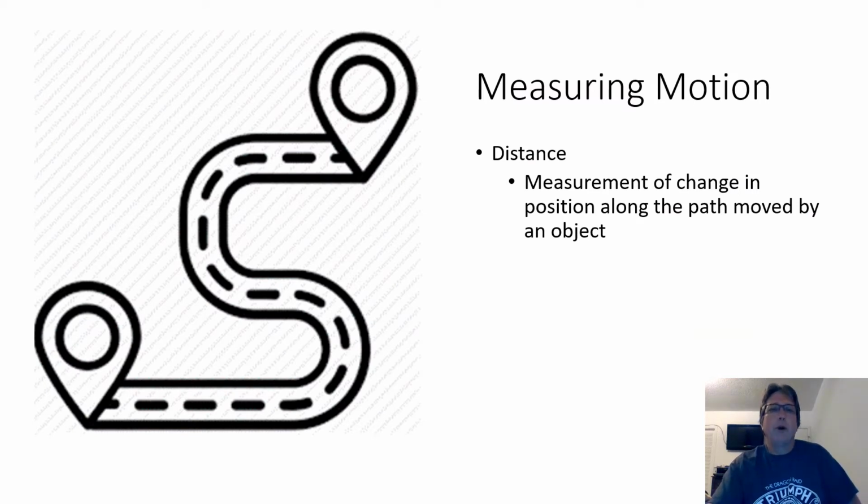Now, when we measure motion, we measure it two different ways. The first and the most common way that we measure it is by talking about distance. Distance is defined as the measure of a change in position, and it's always along the path moved by an object. So you go from start all the way to finish, and all the curves and turns all count. You add up the total distance moved. That would be distance. And all you get for an answer is a number with units, like 10 meters, 40 miles, 35 kilometers, something like that.